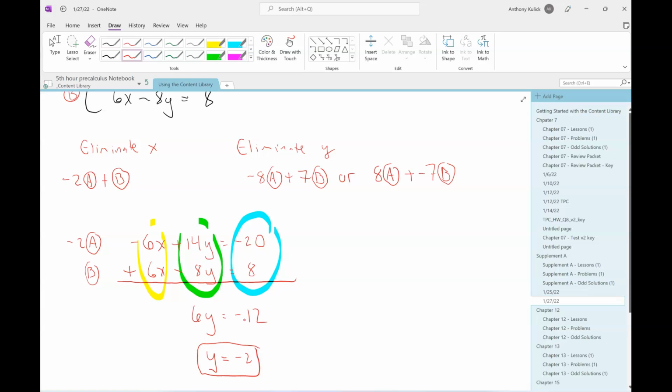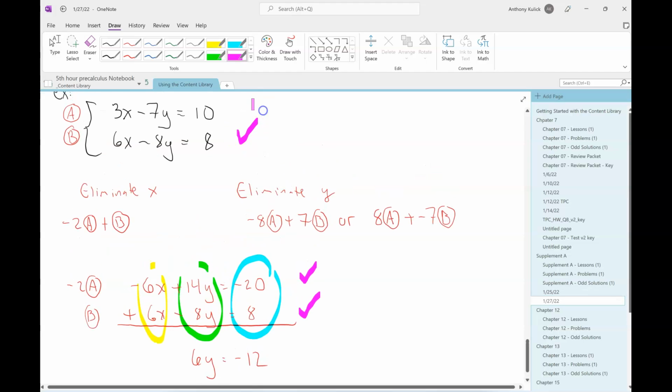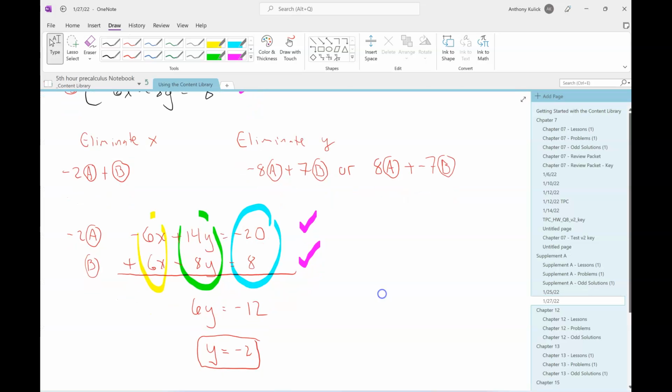And now I'm going to go back and plug that y equals negative 2 into any of these previous equations. So I could plug it in here, or here, or here, or here. Any of them is fine. Personally, I would probably plug it back into equation A, just because the coefficients are the smallest there. To me, smaller numbers are usually preferable, but it doesn't really matter.